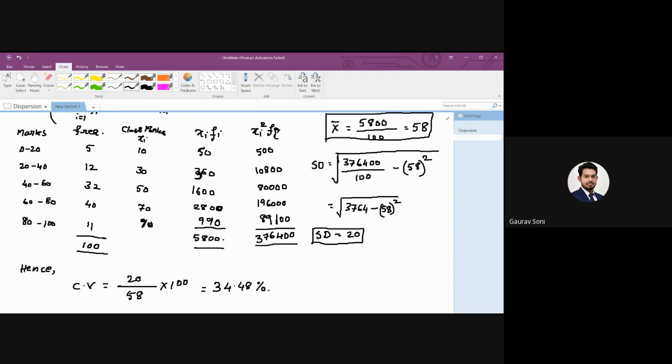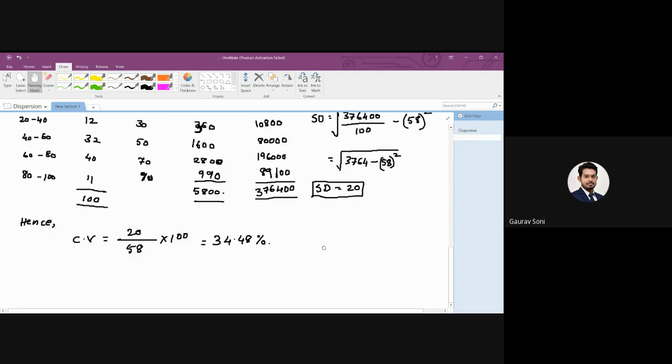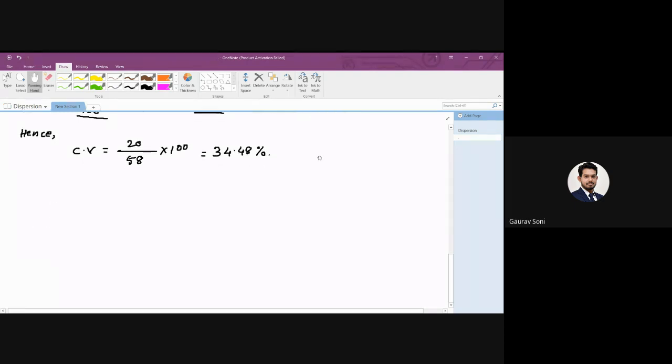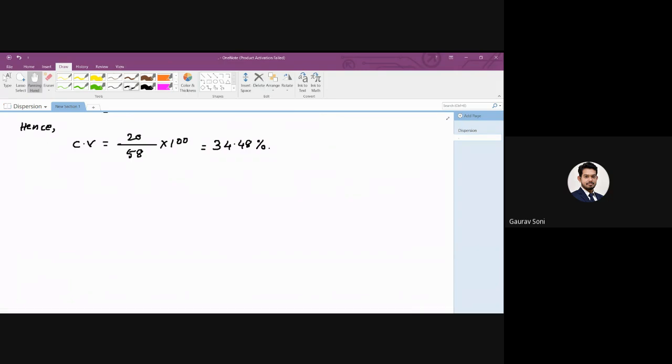Okay, so as I said, we can also do this by the change of origin and change of scale. Let's see what happens. So I'll make a method number 2 and I will do the change of origin and scale.